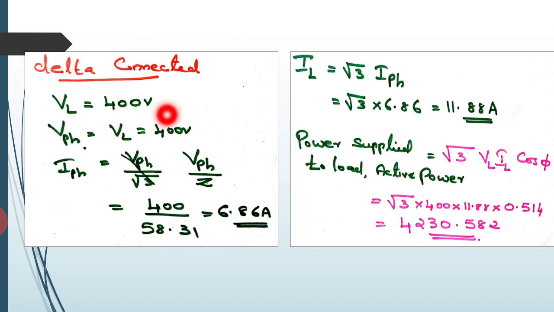That is VL is 400. Then we want to find V phase. Then accordingly we want to find I phase as V phase by Z. Then we want to go to I line. The relation between I line and I phase in the case of delta is IL equal to root 3 I phase. So it is obtained as 11.88. Power equal to root 3 VL IL cos phi, so we are obtaining 4230.582. This is about power in both star and delta connection and phase voltage in star and delta connection.